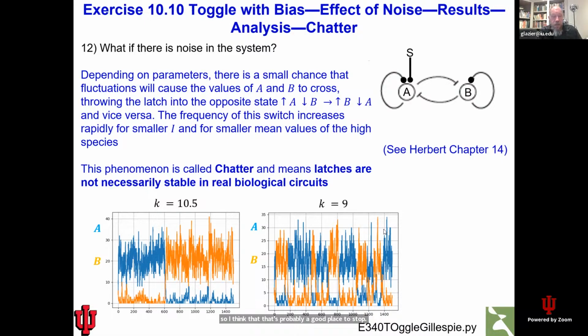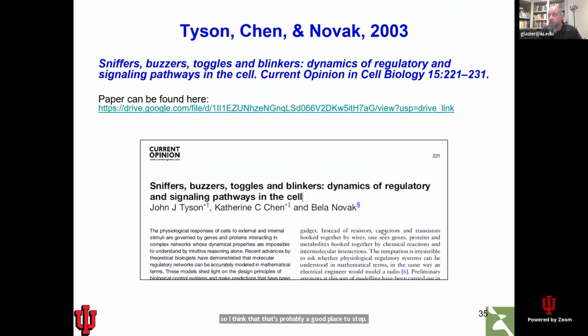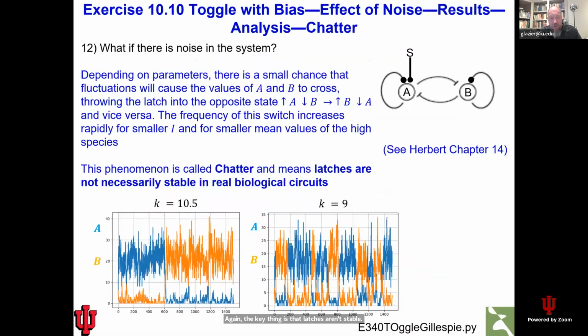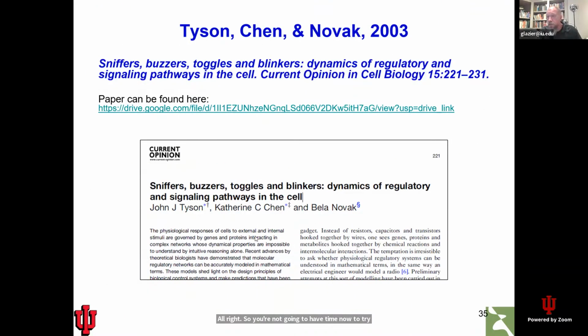Again, the key thing is that latches aren't stable. All right. So you're not going to have time now to try to do this kind of analysis for one of these other circuits. I'd ask you to look at this paper of Tyson, Chen, and Novak. And if I have time, I will try to give you a short assignment. But this paper is nice because it gives you a bunch of different circuits, motifs. And now you have all of the tools you need.